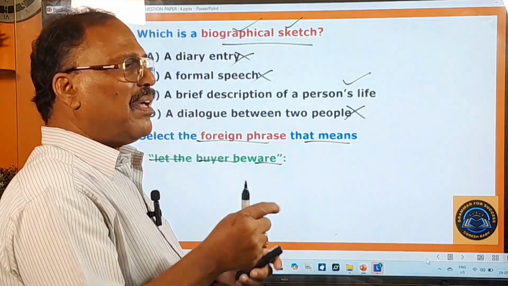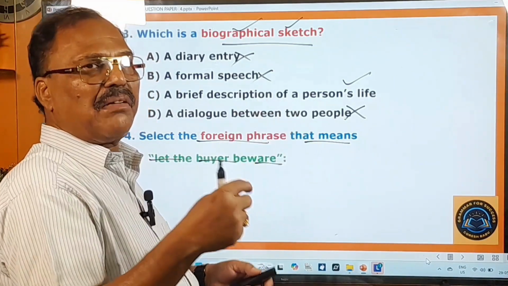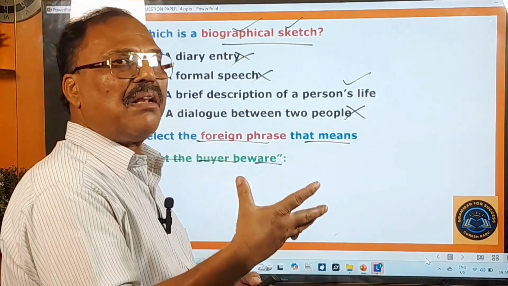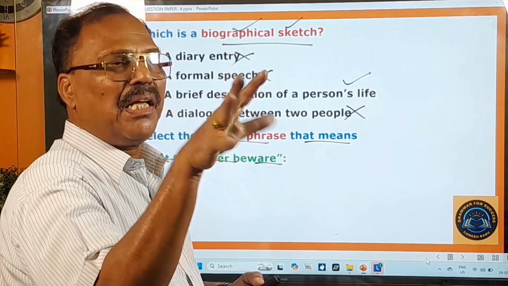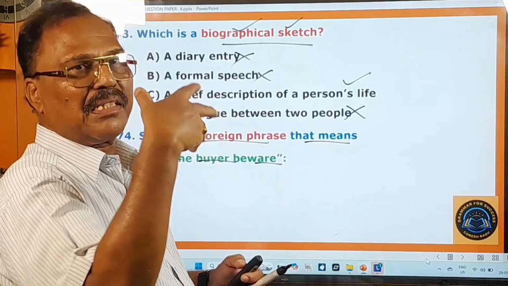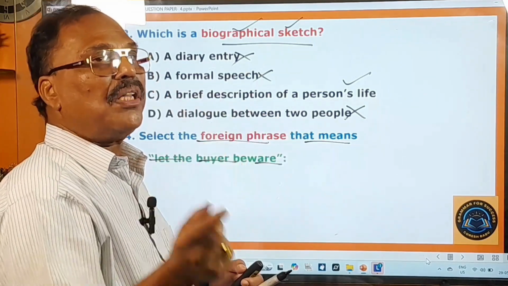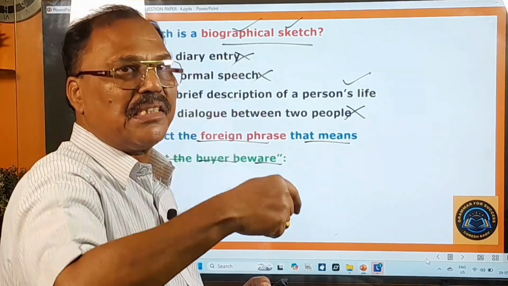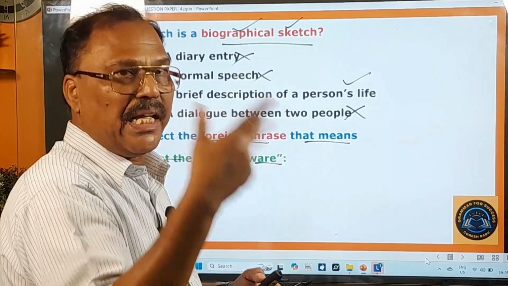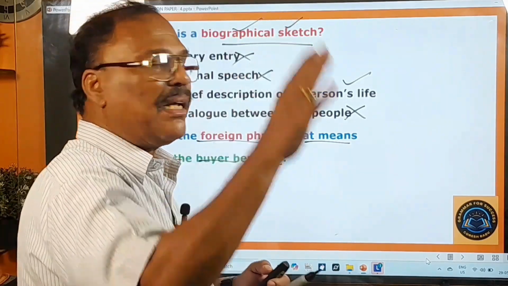If you believe in the quality of that article, you buy it. Otherwise, don't buy it. Because the seller will say so many things. He says that is good, this is very excellent and all that. But here, only the buyer should know that for certain, and then he has to buy it. And therefore, to alert that buyer, this is there.